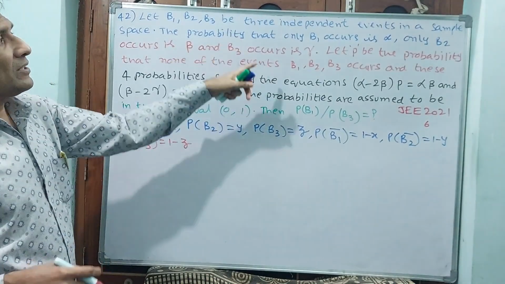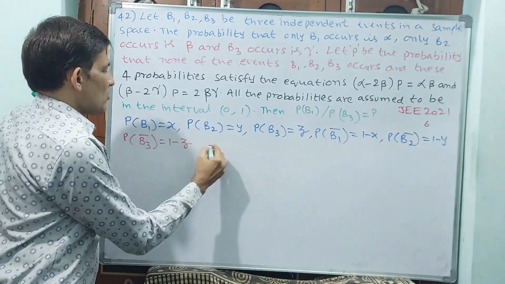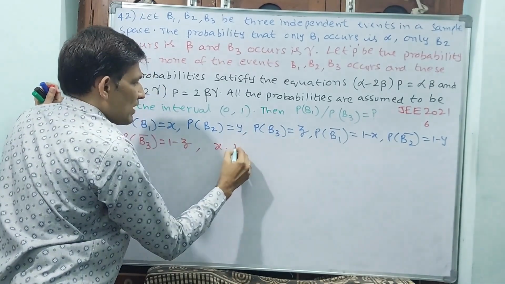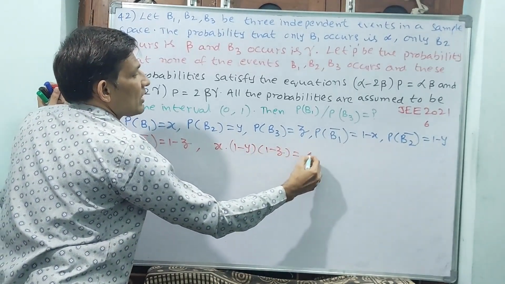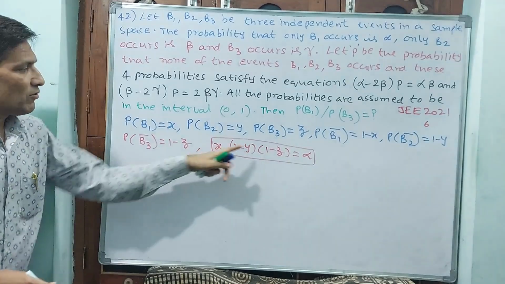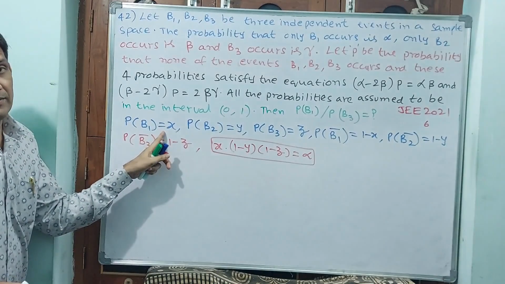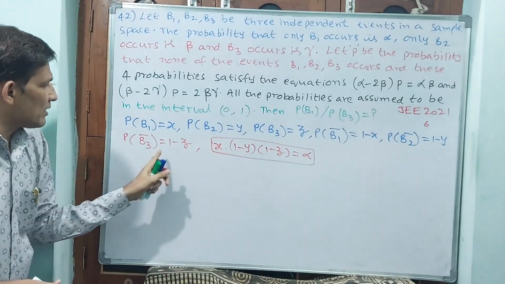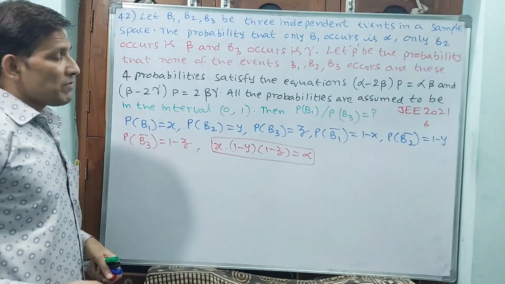Now you see the probability that only B1 occurs. Only B1 occurs means what? Only X you have to take, and B2 and B3 not occurring: 1 minus Y into 1 minus Z. This is equal to alpha. Stop and analyze whether I have written correct or not. Why? Because the probability of B1 is X, this only occurring, the remaining two not occurring. Not occurring means 1 minus Z, 1 minus Y. Likewise, the remaining two equations are also going to come.